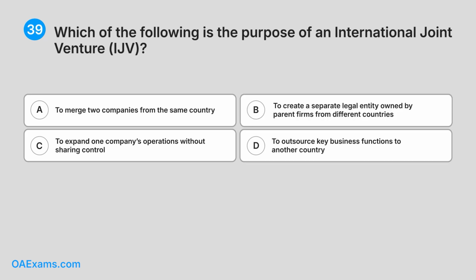39. Which of the following is the purpose of an international joint venture, IJV? A. To merge two companies from the same country. B. To create a separate legal entity owned by parent firms from different countries. C. To expand one company's operations without sharing control. D. To outsource key business functions to another country. What do you think is the answer?